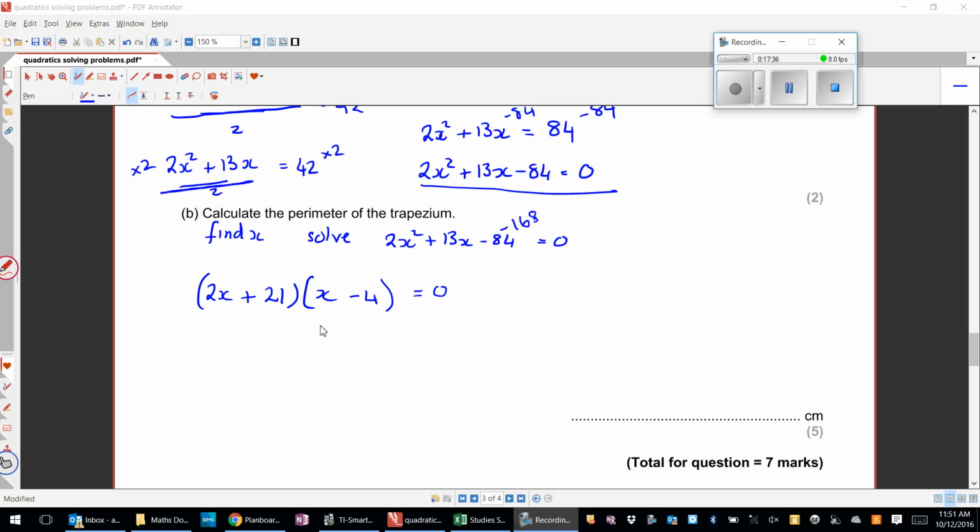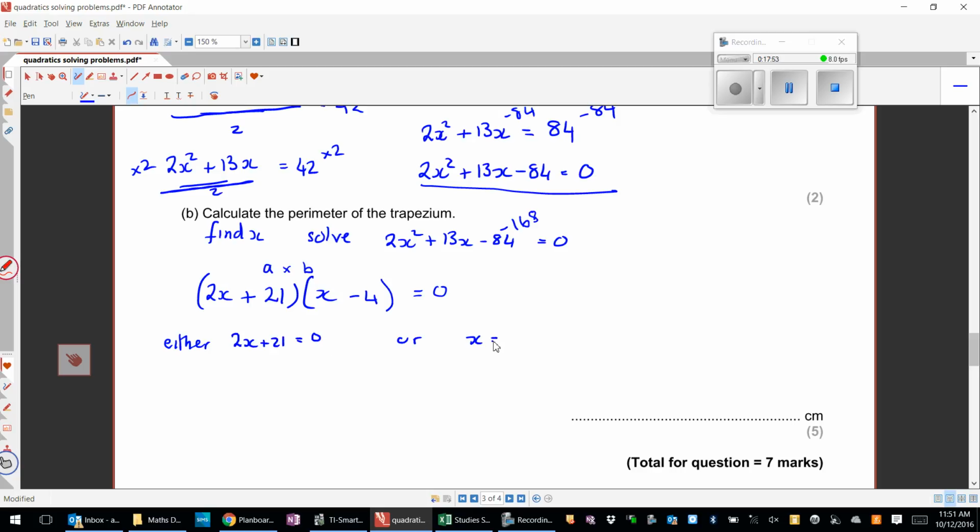Remember? Now it's in the null factor form. A times b equals 0. So either 2x plus 21 is 0, or x minus 4 equals 0. In this case, x has to equal 4. And in this case, 2x equals negative 21, so x is negative 21 over 2.